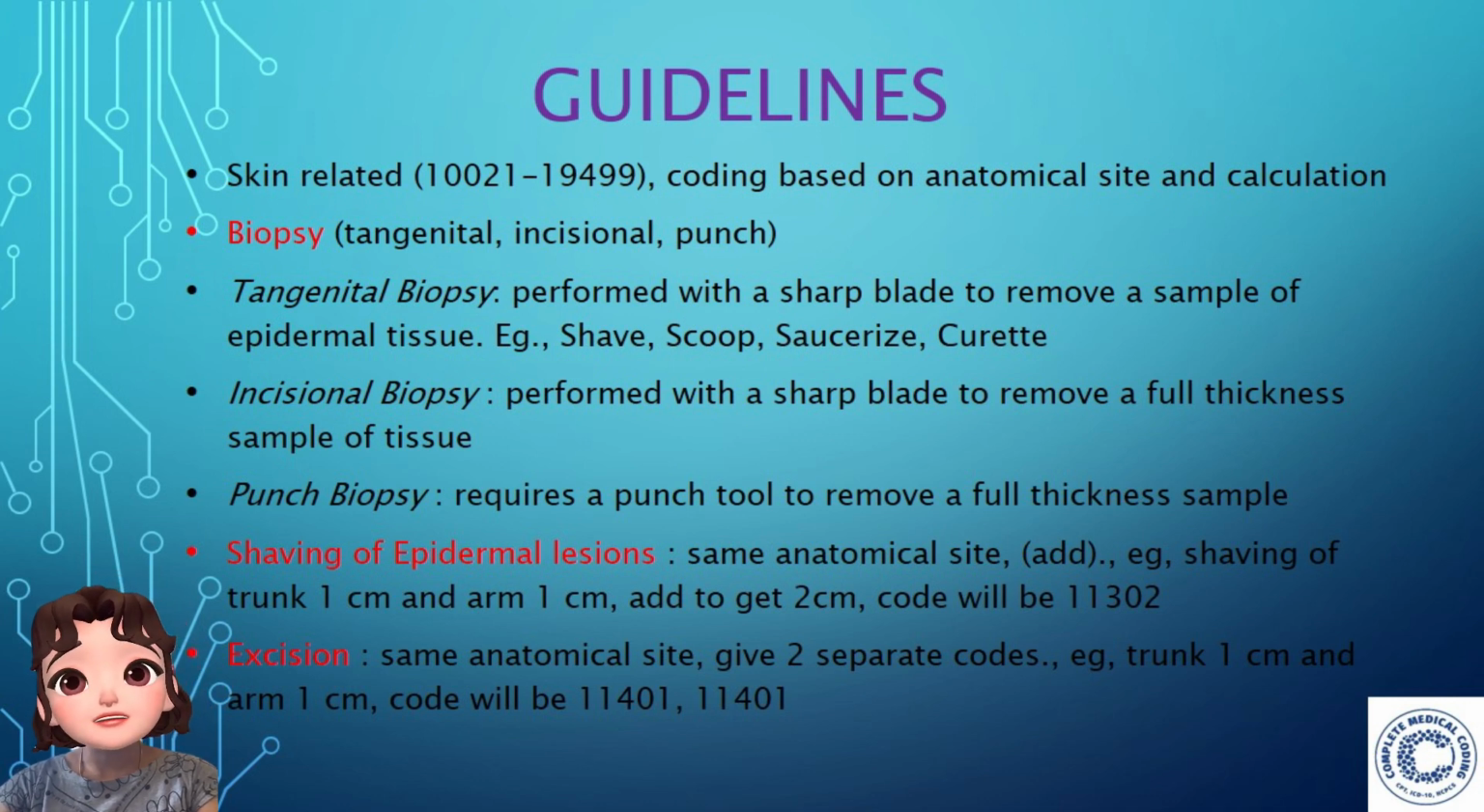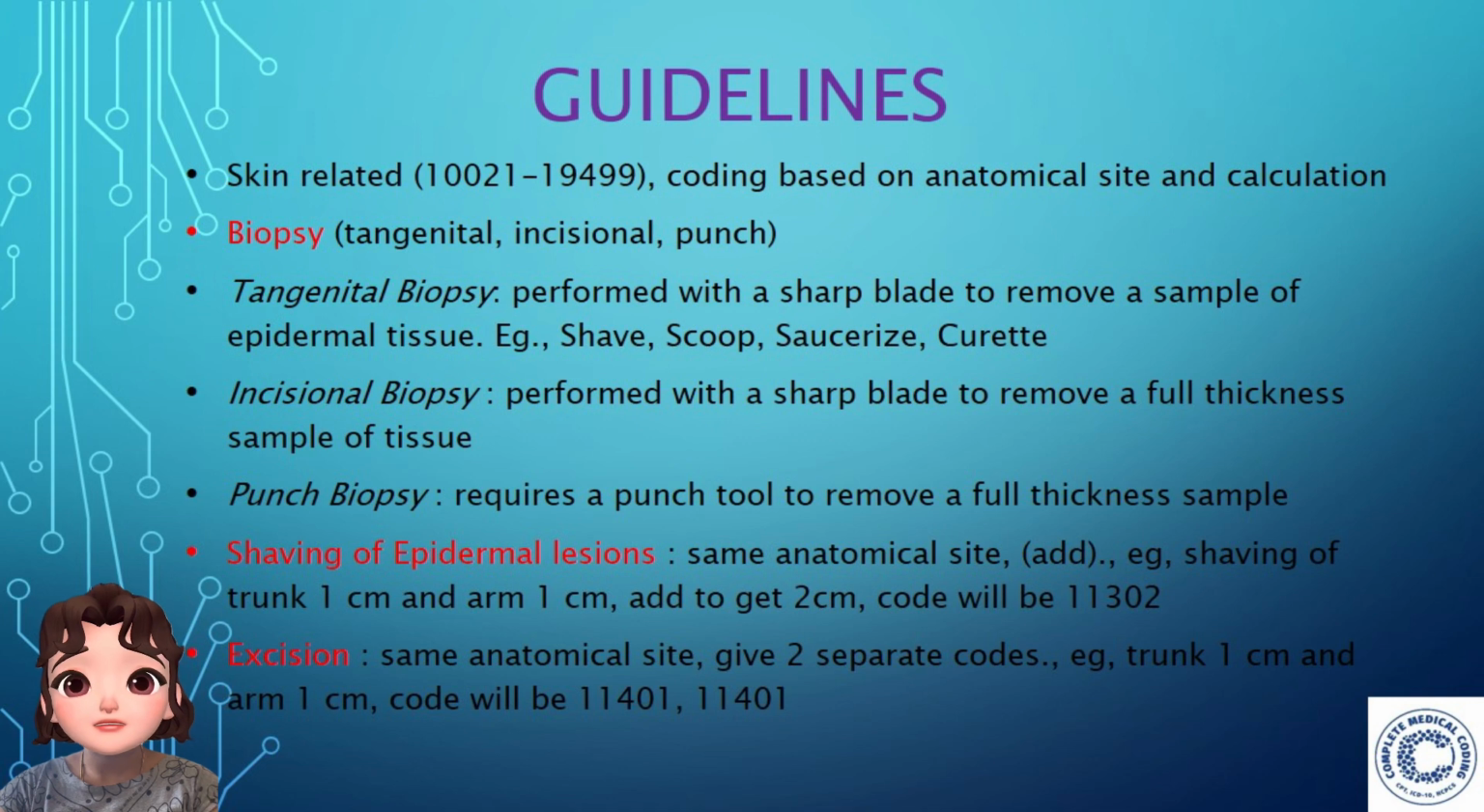The integumentary system is the one series. The code range of the integumentary system is from 10021 to 19499, and the coding is mainly based on the anatomical site and the calculation. Each and every chapter has a separate code series. The integumentary system is the one series.